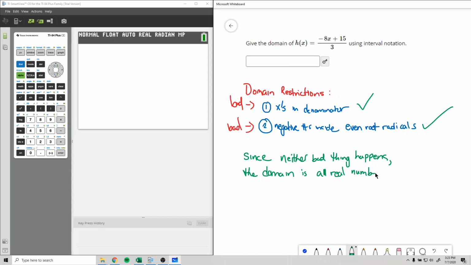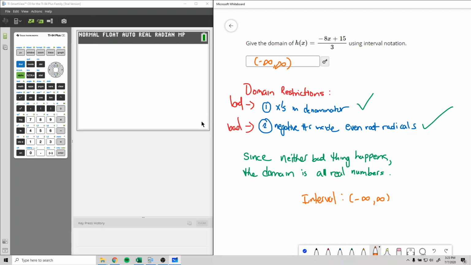Once again, if you have a different looking problem, as long as you're not breaking either of these two rules, your domain is all real numbers. In interval notation, all real numbers is negative infinity to infinity. When you try to type in the answer, there will be a little arrow up here that allows you to type in all that stuff. You can click on interval, and it'll pop up the infinities and the parentheses and all that stuff.